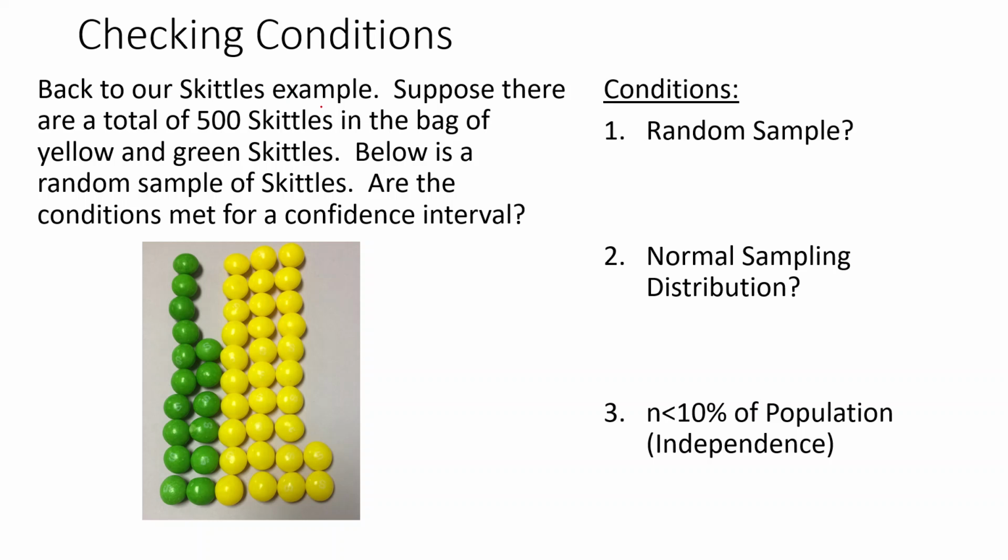All right, so back to our Skittles example. Suppose there were a total of 500 Skittles in the big bag. So that's our population size, that's our capital N for population.